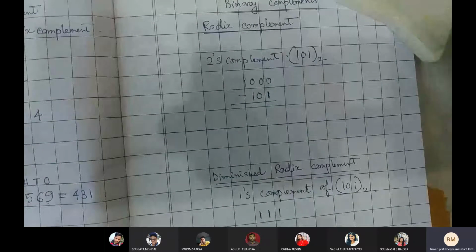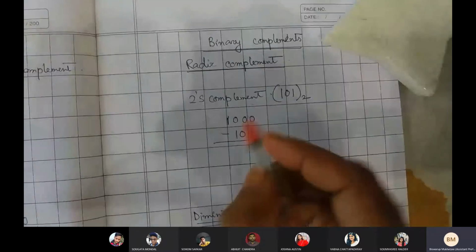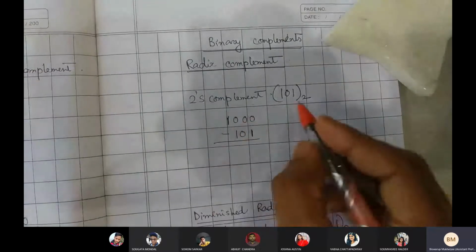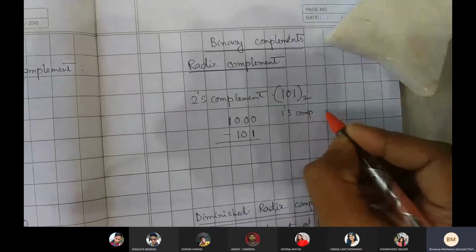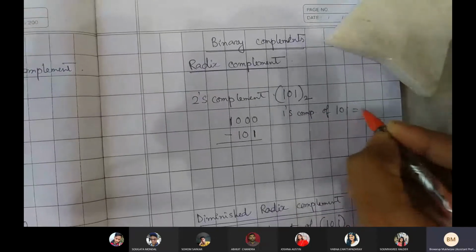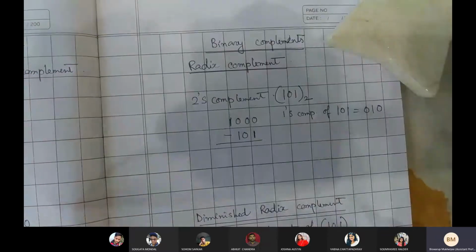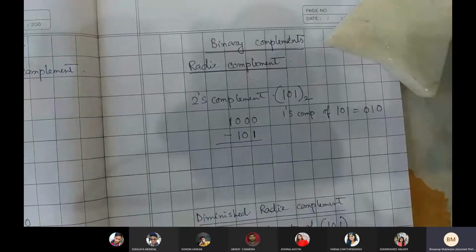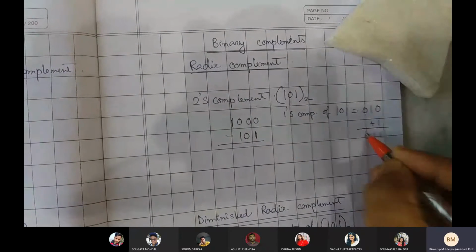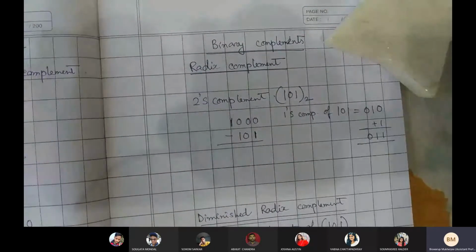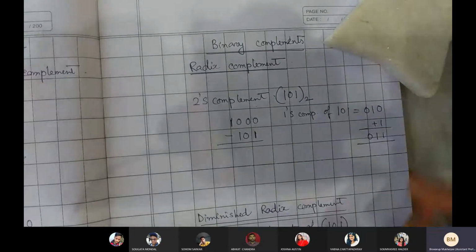So what we can do, simply, initially, instead of going for this option, I'll be finding out the 1's complement. 1's complement of 101 is equal to 010 directly. I can write it down. Then I will add 1. So that is 1, that is 1, that is 0. So this is the answer. Right? So that is the 2's complement.